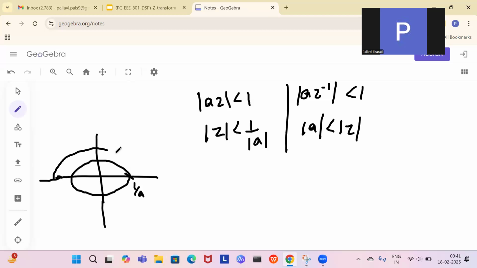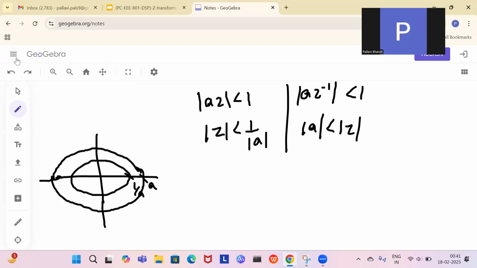Let's draw the other one. So this one will be a. Now it has to be lesser than 1 by a and greater than a. So what it will be, this a is going to come this side. Okay, so we'll have to change the circle over here.